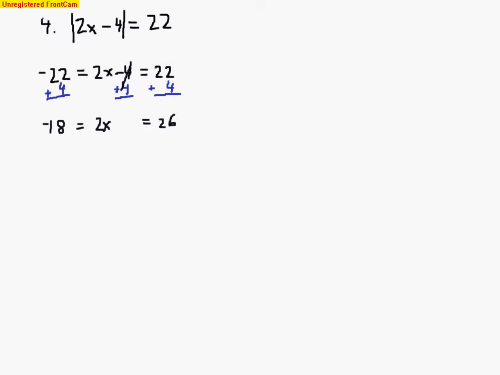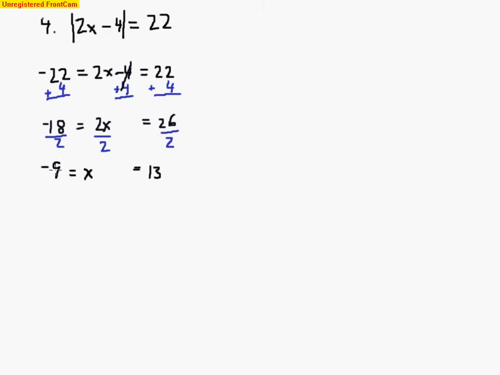So from this point, almost there, all I have to do to find the two values of x that make this statement true is divide by 2. So I do it to all sides because I want to, again, find the two values that make it either negative 22 or positive 22. So when I do that division, I'm left here with a negative 9 equals x. And on the other side, I have it equal to 13. So there's my two numbers.